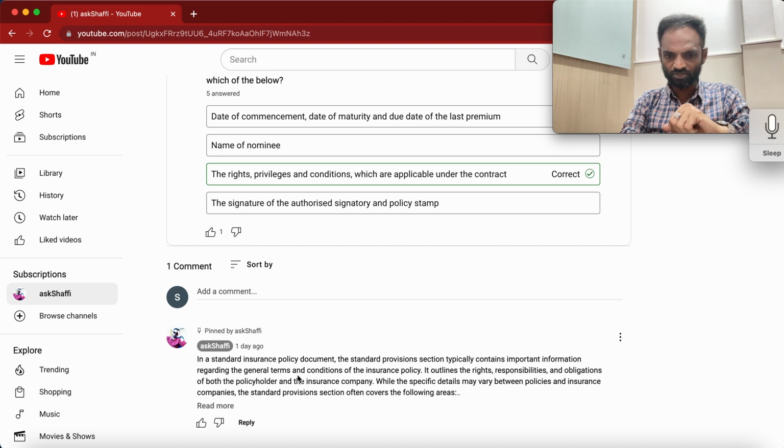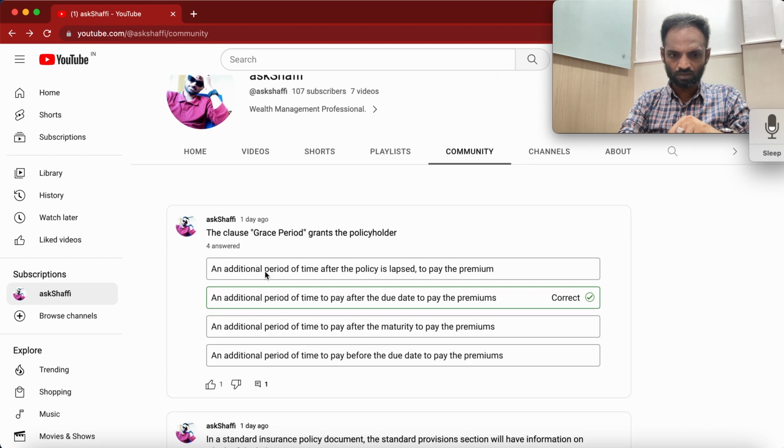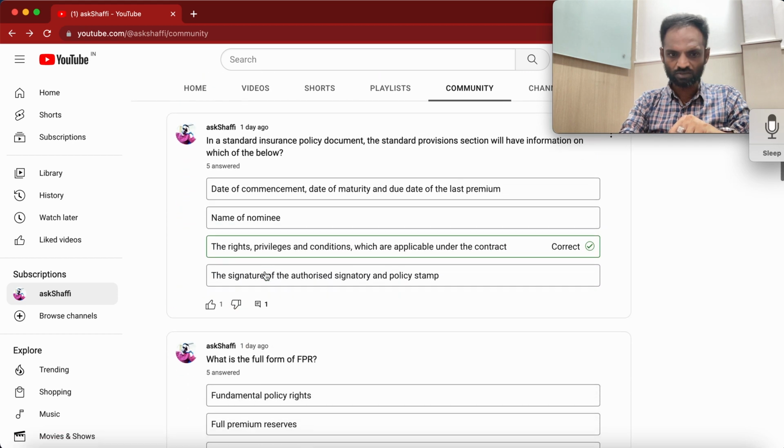In a standard insurance policy document, the standard provision section typically contains important information regarding the general terms and conditions of the insurance policy. And still, if you need any more clarity, you can just go through the complete description provided in the comment section of the respective question. Okay, the second one is answered.